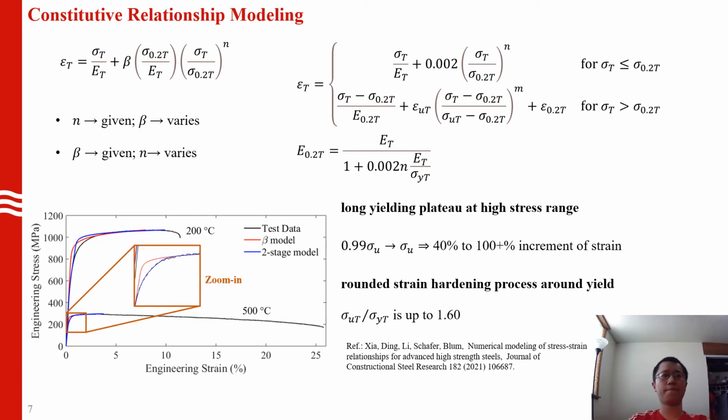with a very small slope. And the other characteristic is around the yield point, where we see a very rounded strain hardening behavior around that point. And one indicator is the ratio between the ultimate strength and the yield strength, which can be up to 1.6 for some cases, and most of the ratios are above 1.5.